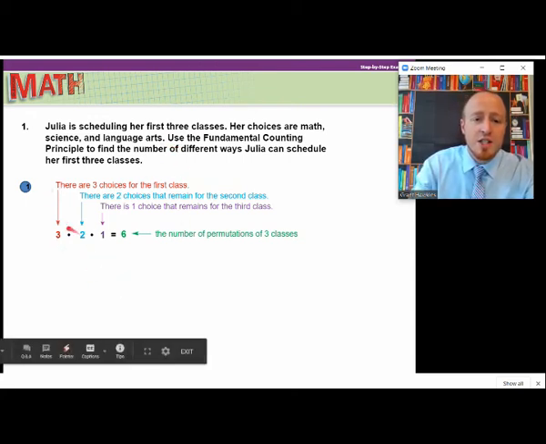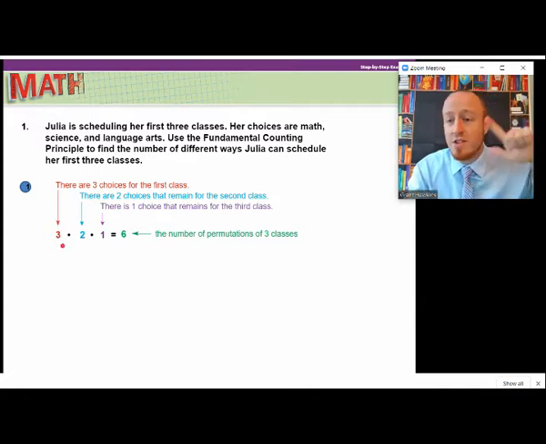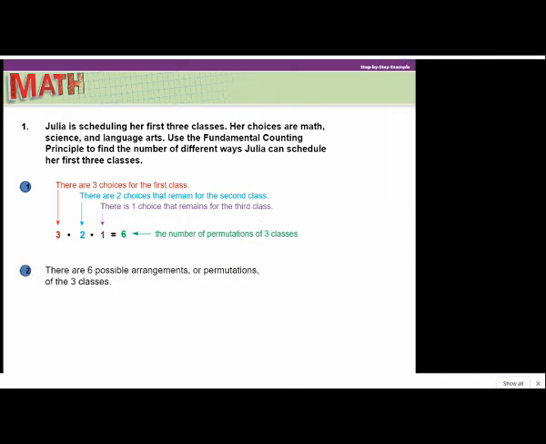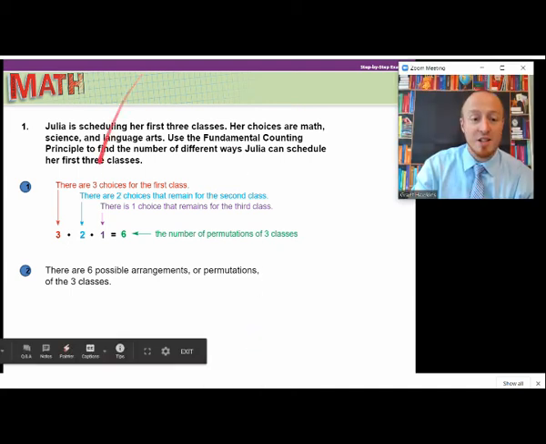If there are 3 choices for the first one, right? You could choose math, science, or language. Let's say you chose math. Of course you would. Then that leaves how many? 2. So then you choose language. At least I would. And so then that leaves only 1 possible choice. You can choose any 3 to start, but then it's going to limit you to 2, and then it's going to limit you to 1. So that is 6 permutations of 3 classes. In other words, 6 possible outcomes for this particular scenario. So there are 6 possible arrangements or permutations.